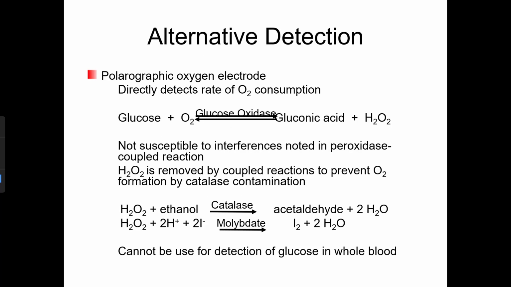Alternative detection is listed here. This isn't very common and cannot be used for the detection of glucose in whole blood, but it's not susceptible to those interferences that are noted in the peroxidase coupled reaction.